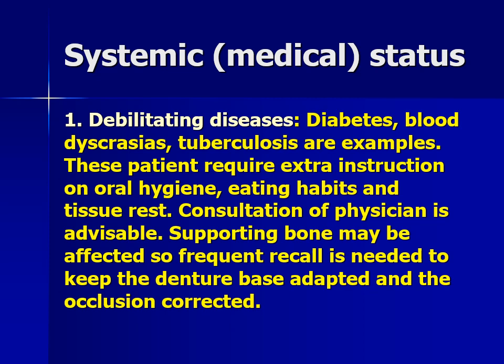The systemic or medical status of the patient is very important. We have first the debilitating diseases, such as diabetes mellitus, blood dyscrasias, and tuberculosis, as examples. Those patients require extra instruction on oral hygiene, eating habits, and tissue rest. Consultation of the physician is very important and advisable. Supporting bone may be affected, so frequent recall is needed to keep the denture base adapted and the occlusion corrected.